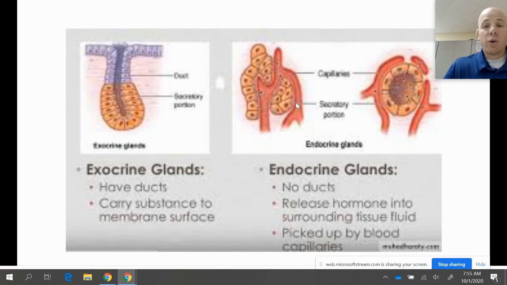Over here, endocrine glands, you see that there's really no differentiation between the duct and the part that is doing the secretion of products. So it kind of just looks like a couple cells, right? Well, that's basically what it is. So for instance, this yellow part would secrete its products directly into a capillary, which is carrying blood, and then the products would be carried by the blood.